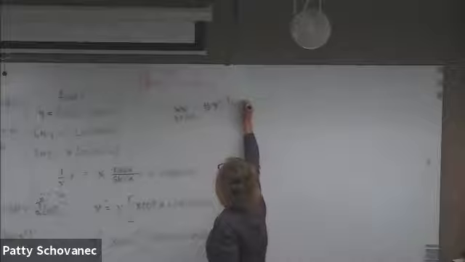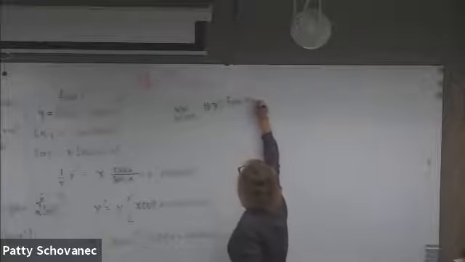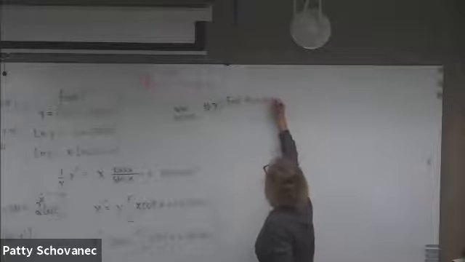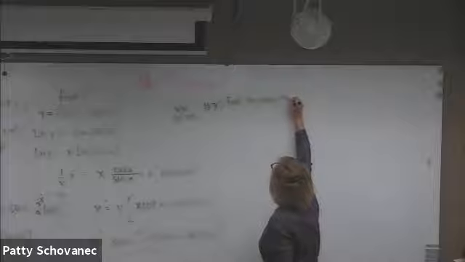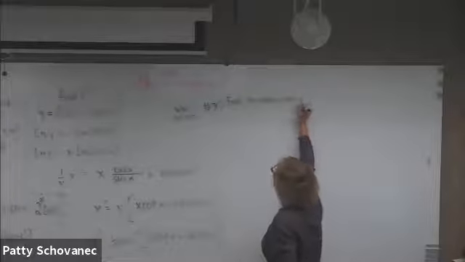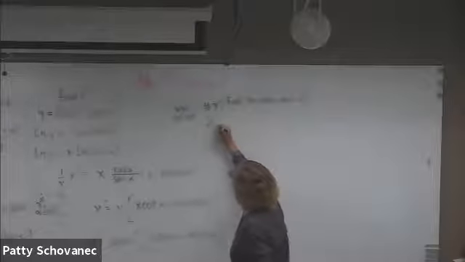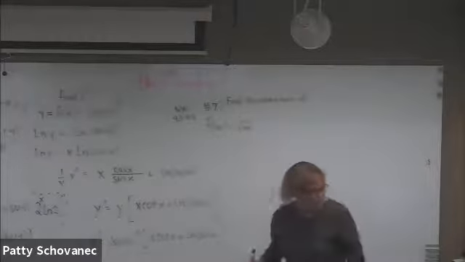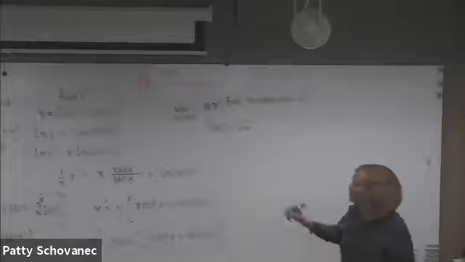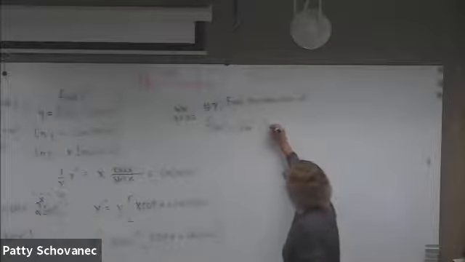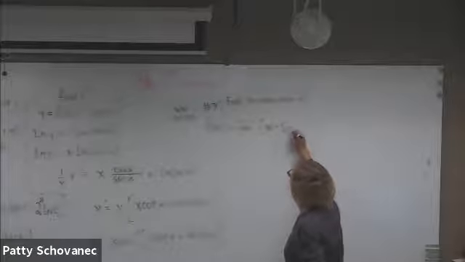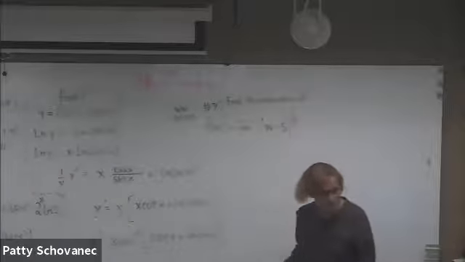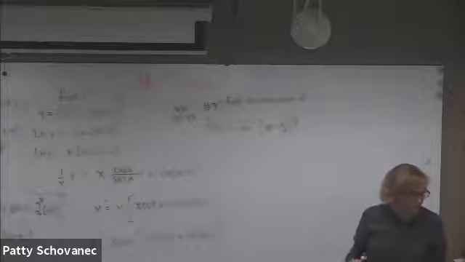Find absolute max and min of f of W is the square root of W times W minus 5 to the 1/3 on the interval from 0 to 4.